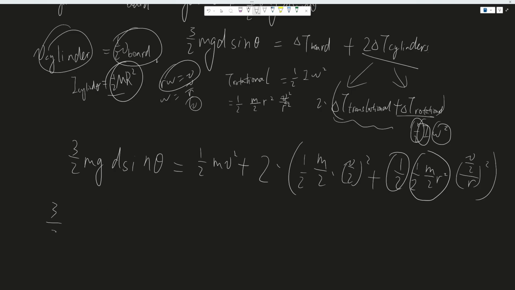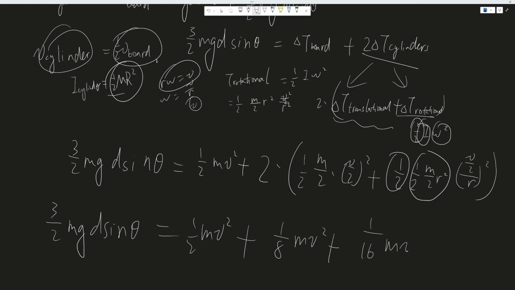And so now let's expand. So 3/2 mg d sine theta equals half mv squared plus, so this and this cancel, we have 4 times 8, so 1/8 mv squared, plus this is 2 times 2 is 4, 4 times 2 is 8, 8 times 4 is 32, so 1/32 times 2 is 1/16 mv squared, and this r squared cancels.